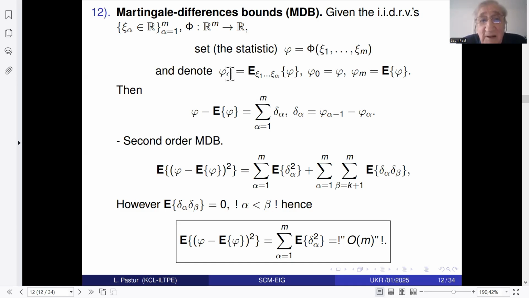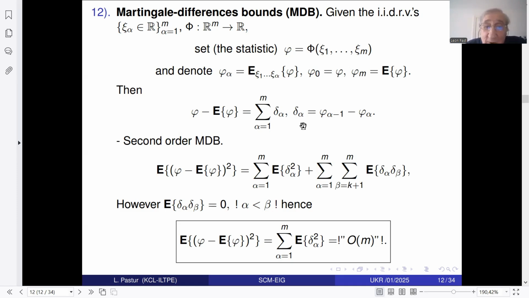And we denote phi alpha, phi naught is our random variable, phi m, expectation over all sigma, this is just expectation. And now we write the thing which is called telescopic, yeah? You write this deviation of your random variable from its expectation as phi, then you subtract phi 1 plus phi 1, etc. And it's just an identity because delta alpha is defined in that way, yes?